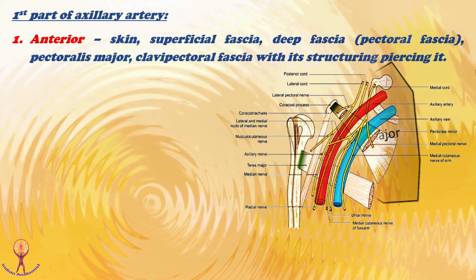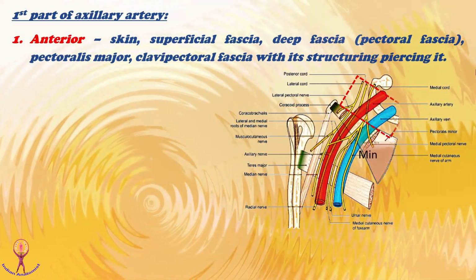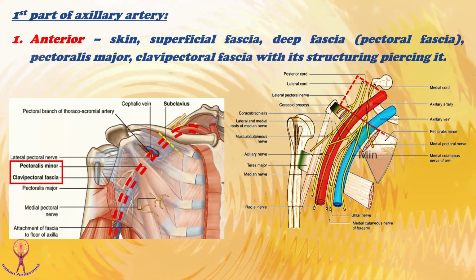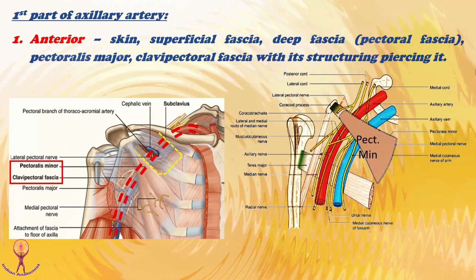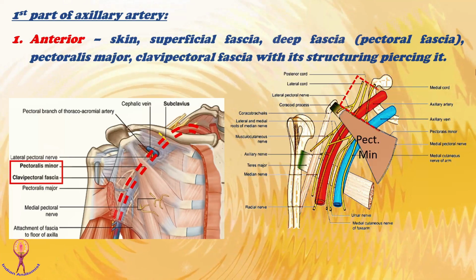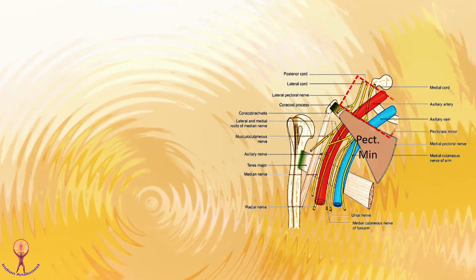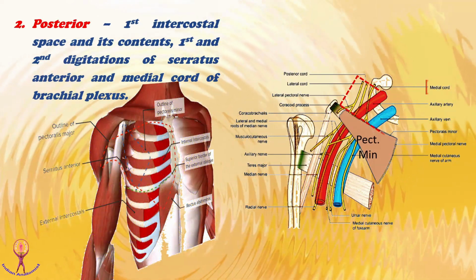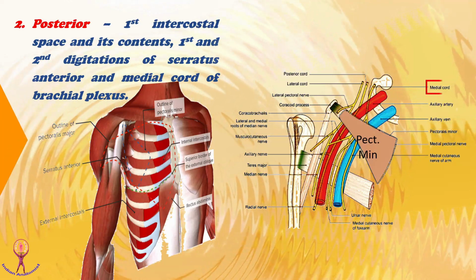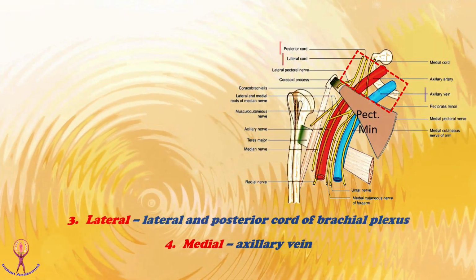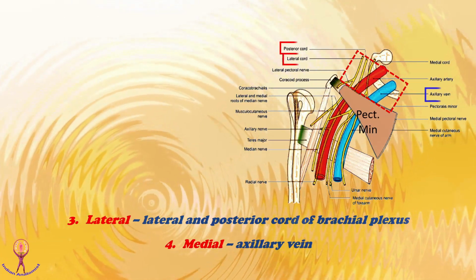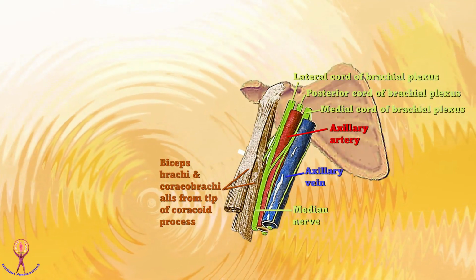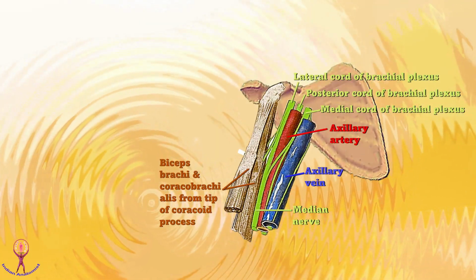Relations of the first part of the axillary artery. The anterior relations are skin, superficial fascia, deep fascia or pectoral fascia, the clavicular head of pectoralis major, and the clavipectoral fascia with its structures piercing it. Posterior relations are the first intercostal space and its contents, the first and second digitations of serratus anterior, and the medial cord of the brachial plexus. Lateral relations are the lateral and posterior cords of the brachial plexus, whereas the medial relation is the axillary vein. Dear students, the first part relations are completed. Hope you all understood.